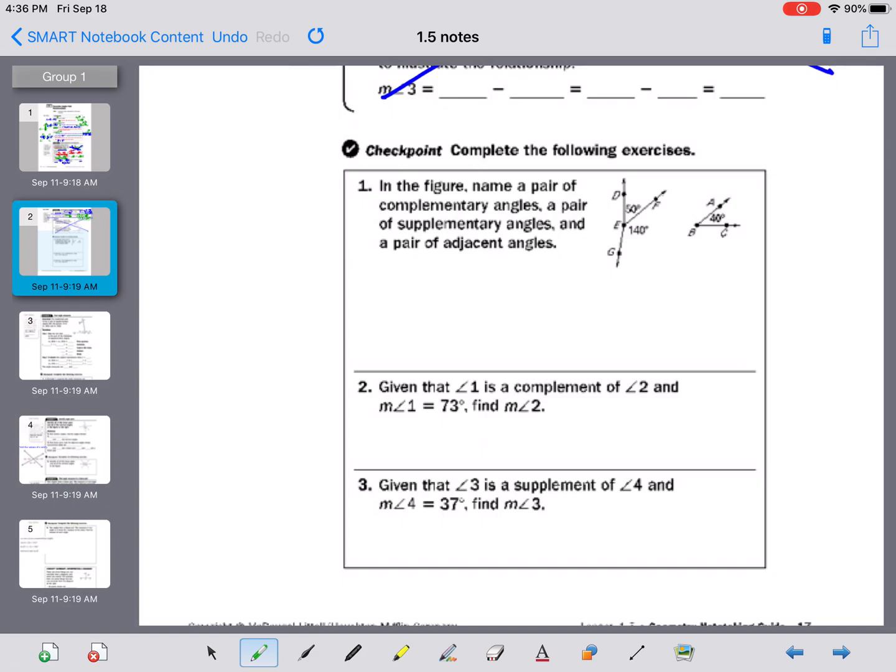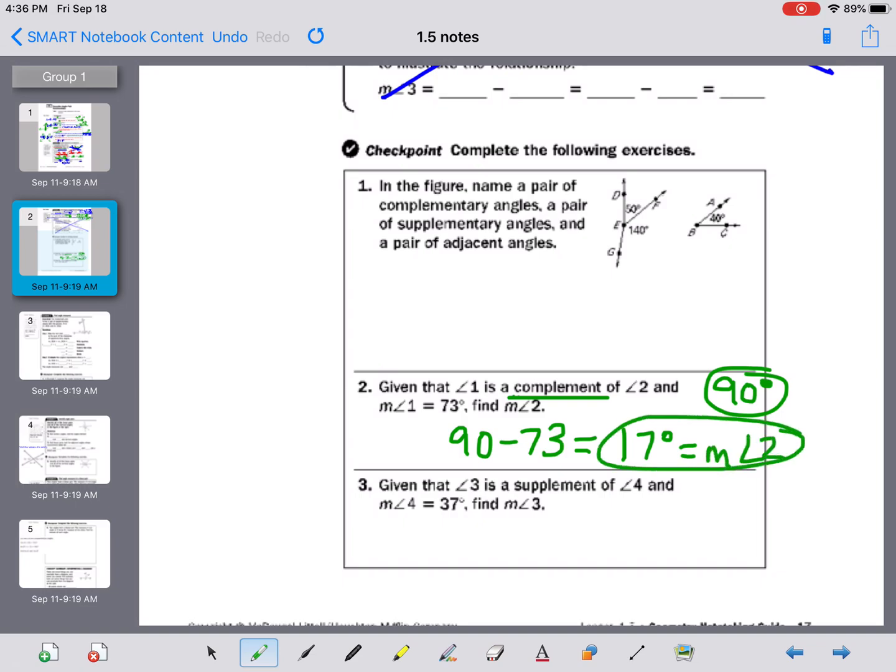Okay? Number 2 says angle 1 is a complement of angle 2. In my head, 90's going off. My first one is 73. I can do 90 minus 73. How big is angle 2? You got it, 17 degrees.